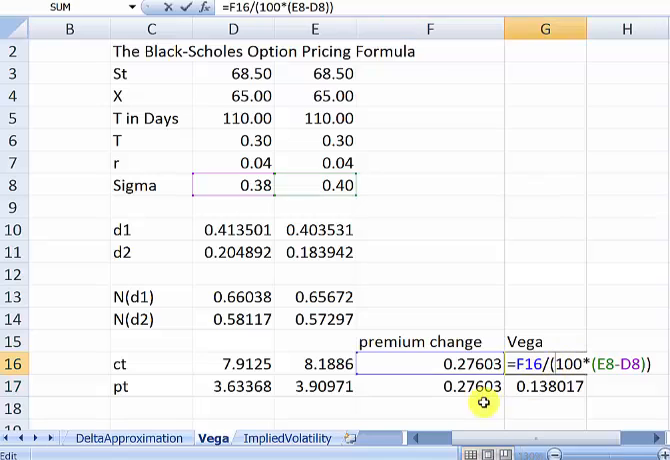So when you calculate Vega, it is still the same amount. The only adjustment in Vega is that we adjust the percentage change into a 1% change in the standard deviation.